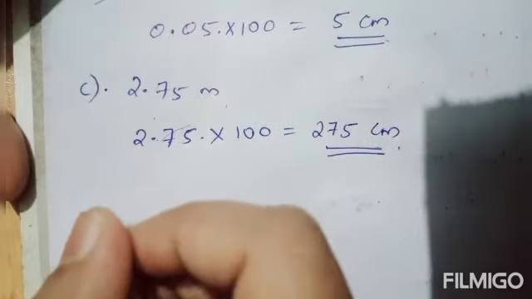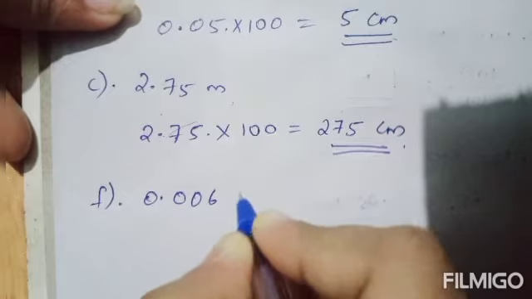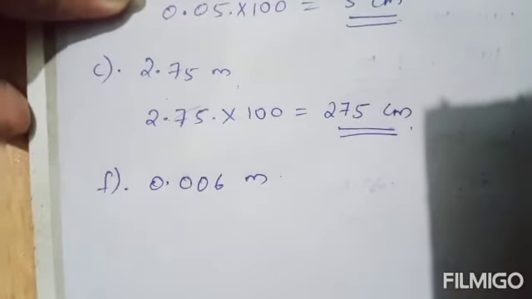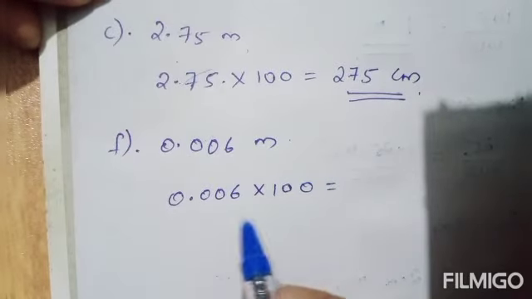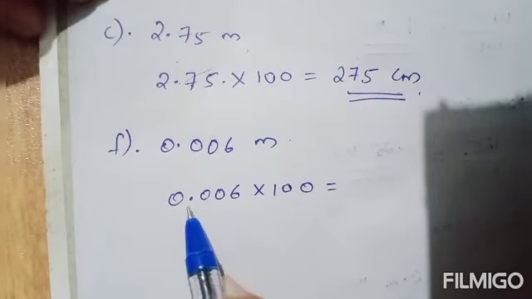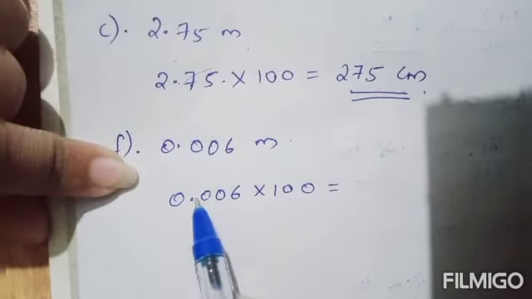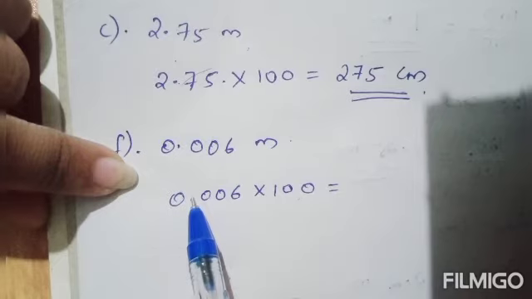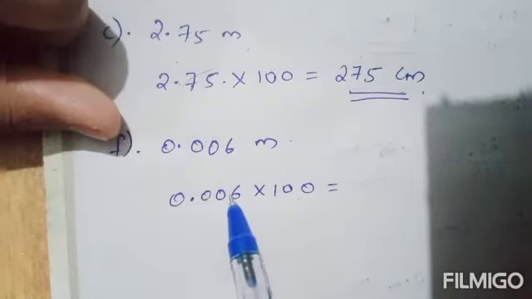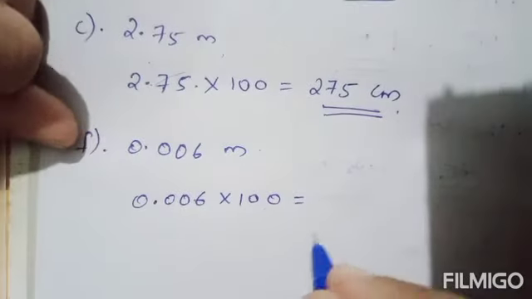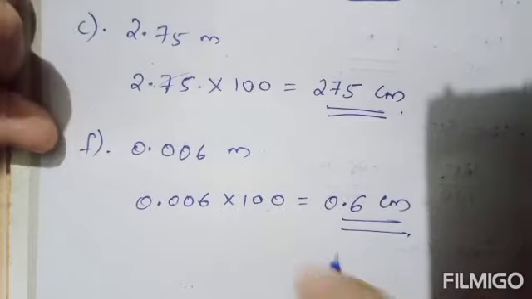Okay. Next, F, 0.006 meter. In order to convert meter to centimeter, just multiply by 100. So 0.006 you multiply by 100. What will you get? The decimal point will move 2 places to the right. Okay. So this is 1, 2. Here you will get the decimal point. So the answer will be 0.6 centimeter.